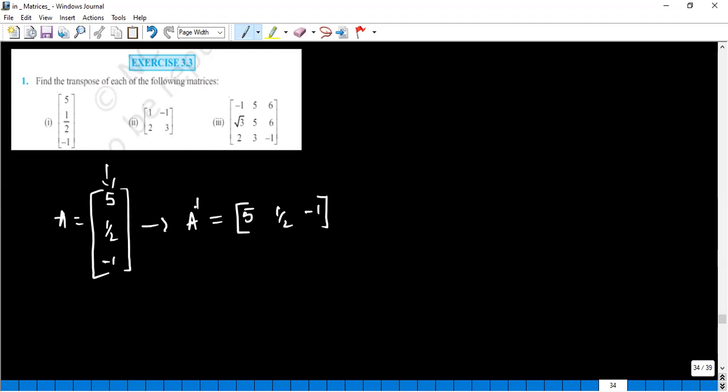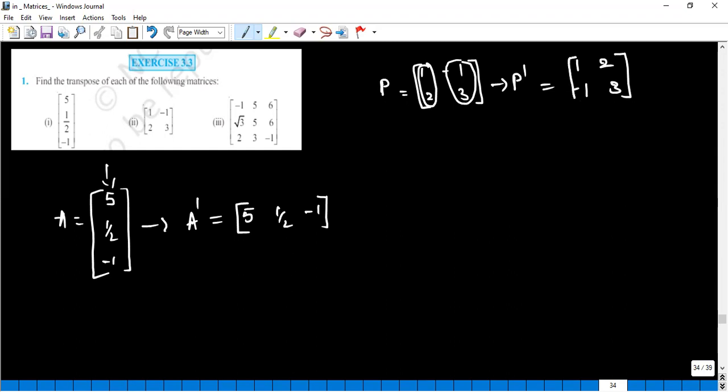This is the first question. And the second question is like this. We have some matrix P: 1, minus 1, 2, 3. This is a 2 by 2 matrix. We wanted to find out the transpose of the matrix. We will write the column as row: 1, 2, second column as second row: minus 1, 3. This is P transpose.